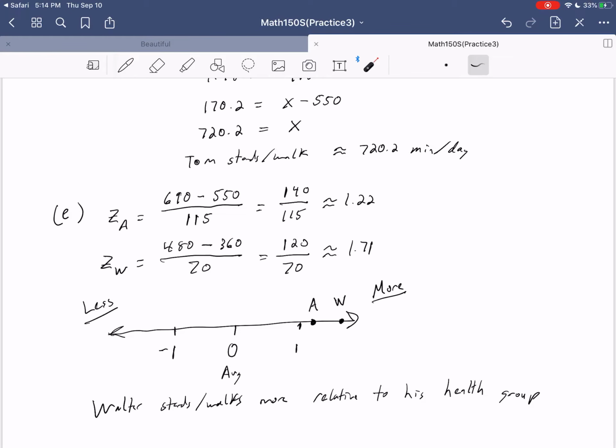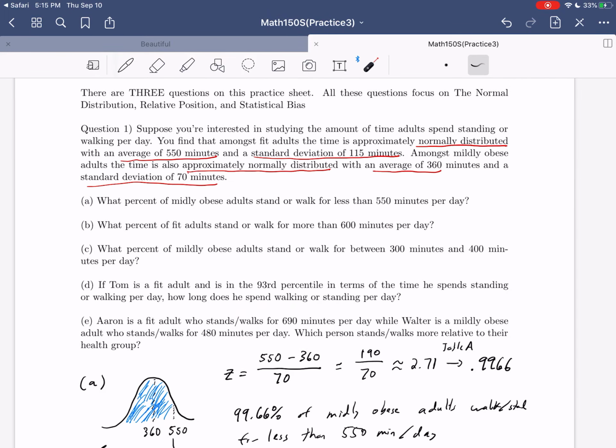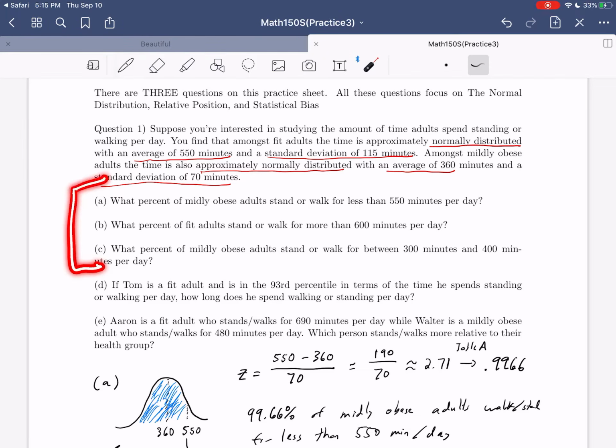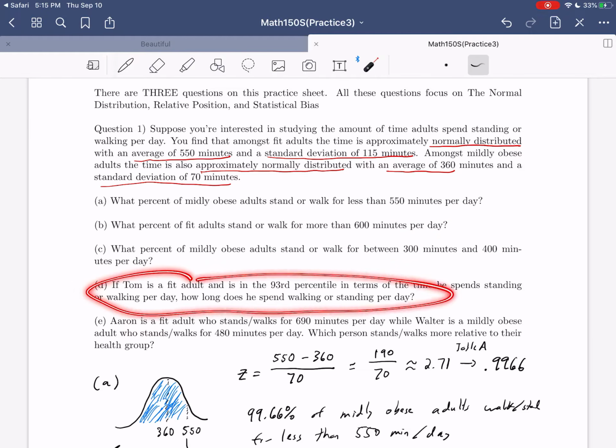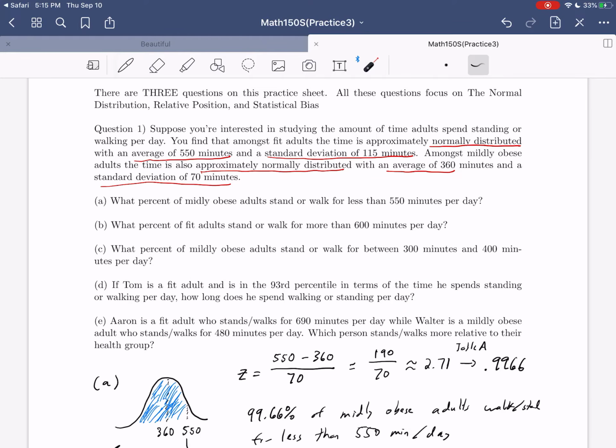So there we go. In this first question here, we looked at calculating percentages based on the normal distribution, in 3 different situations: less than a particular value, more than a particular value, between 2 values. We also saw how to reverse this, taking a percentile and changing it into a value for the variable. And then finally, we also talked a little bit about relative position. These are all the major things you should be comfortable with when working with normally distributed data.